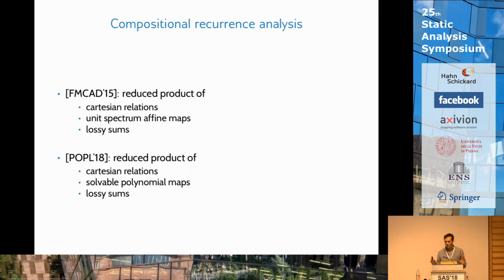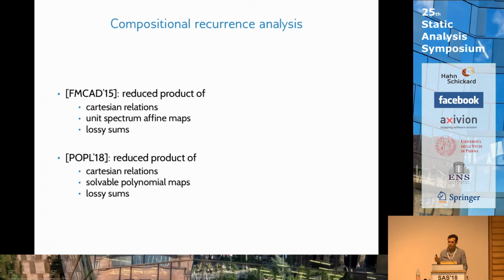All right, finally, with all of this set up, I can describe two papers on one slide. So the FMCAD paper, which is the original compositional recurrence analysis, is really just sort of a reduced product between the Cartesian relations, the unit spectrum affine maps, and the lossy sums that we've seen before. So this allows us to generate polynomial equations and inequations, and the Cartesian relations allow us to maintain information about the guards of the loop.